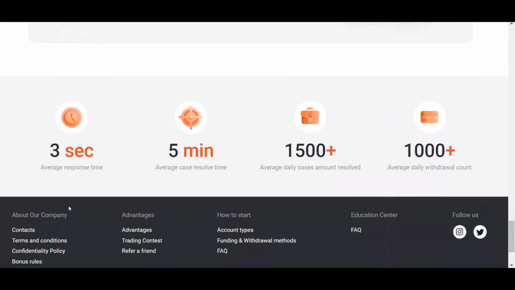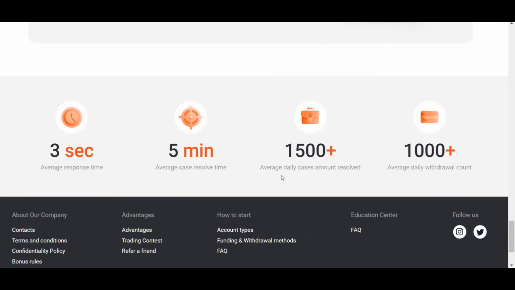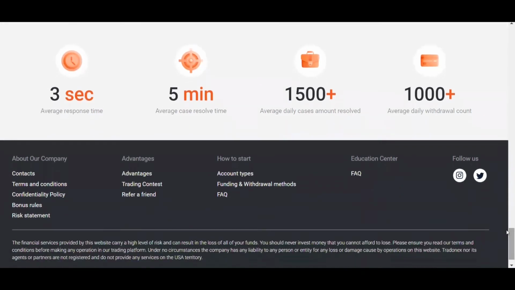So if you have any issues with them, the average response time is 3 seconds, average case resolve time 5 minutes. And like I would say, they are really, really attentive. This is a great company, a great broker.